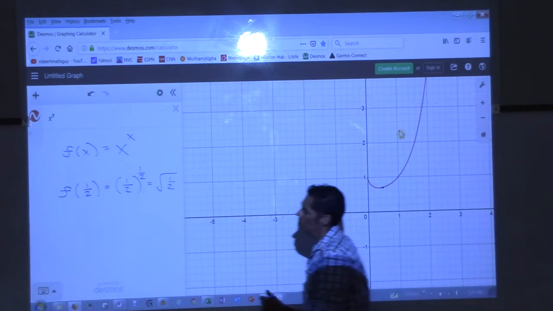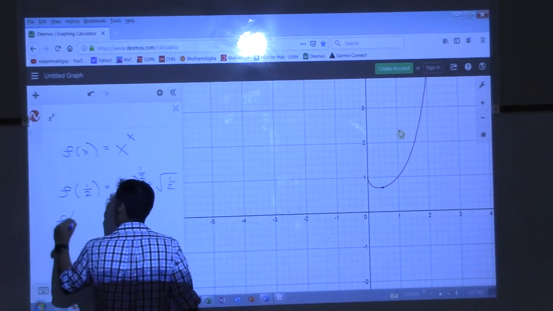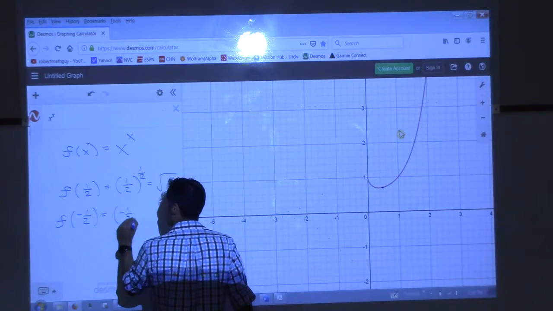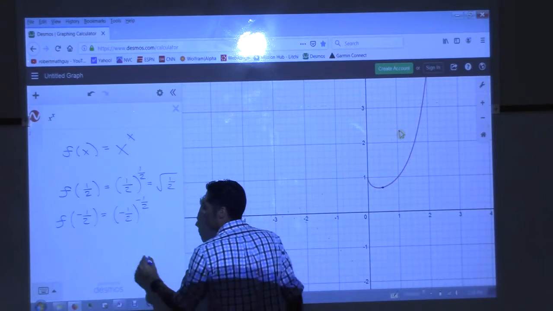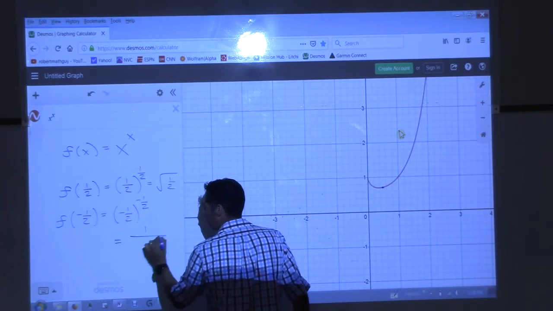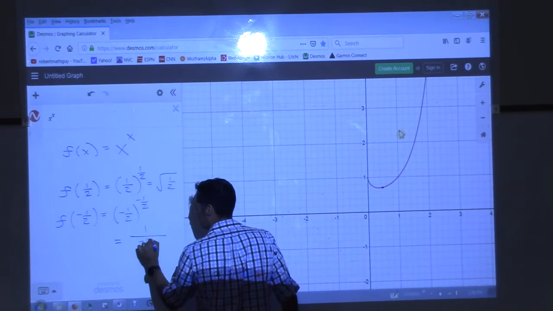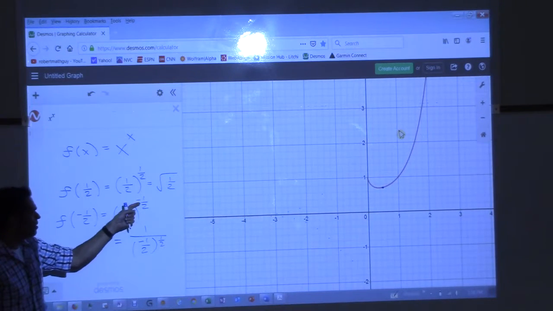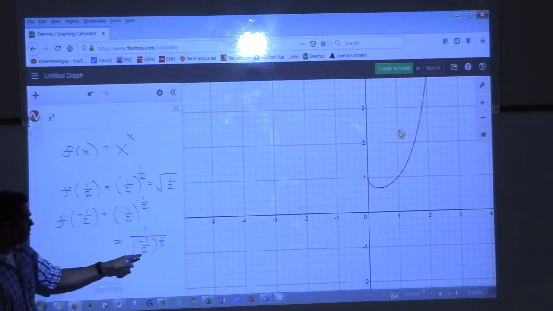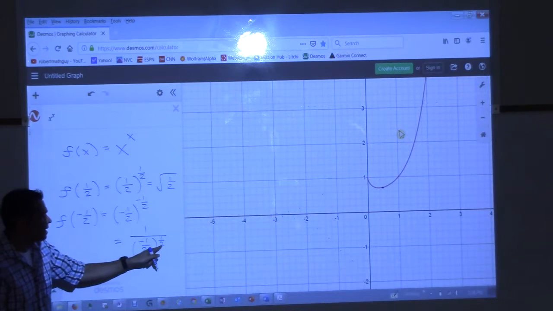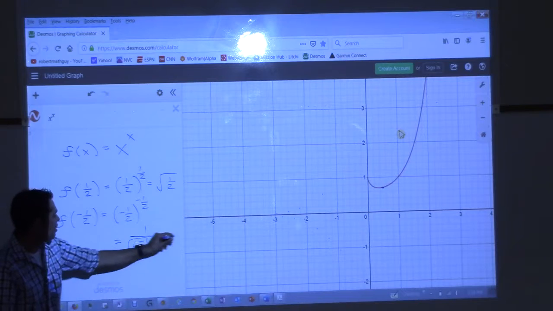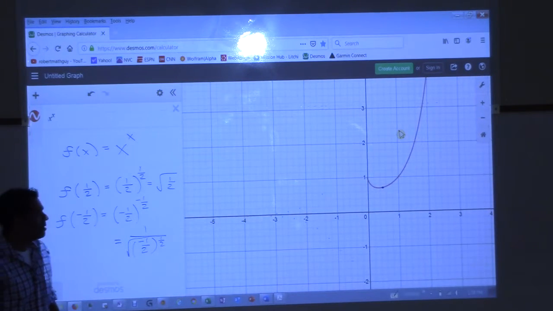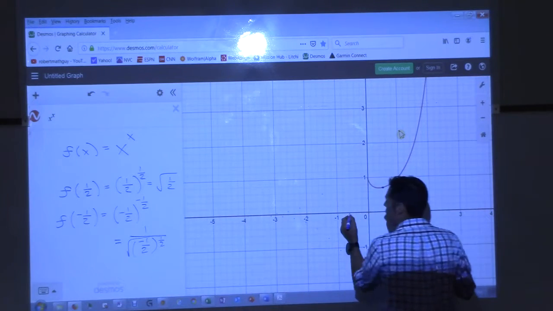But what if I do f of negative 1/2? That's going to be negative 1/2 to the negative 1/2, which is 1 over negative 1/2 to the half. All I did there was: negative exponent means take this thing and drop it down. And then this just means square root. So I'm trying to take the square root of a negative number, which I can't. So at negative 1/2, I have nothing.